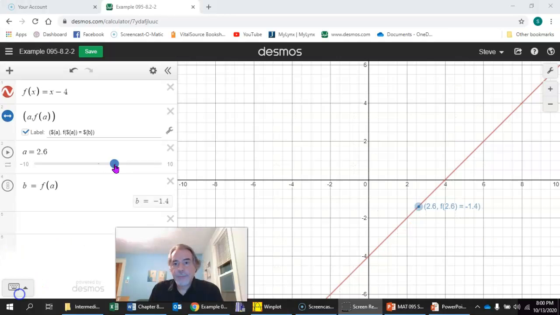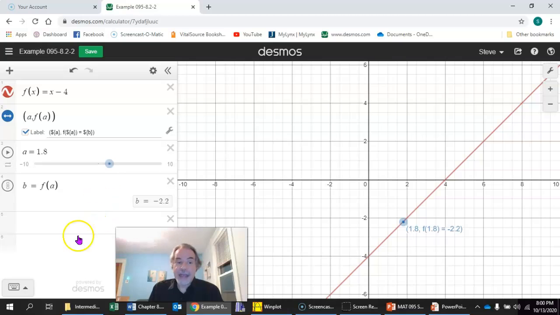And in fact, no matter where we are on this graph, at any point on this line, you've got your x-coordinate, and then you've got your y-coordinate, which is f of the x-coordinate. So like here's 6, and then f of 6, which is 2. Here's 1.2, and f of 1.2, which is -2.8. Here's where x is 5.5, and y is f of 5.5, which is 1.5.